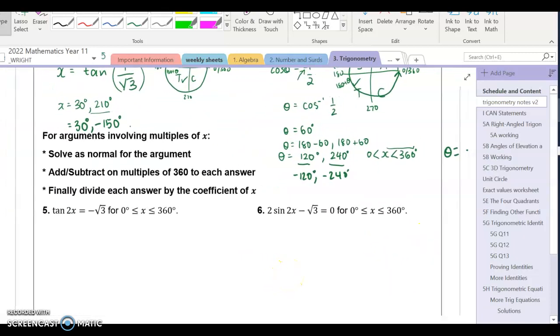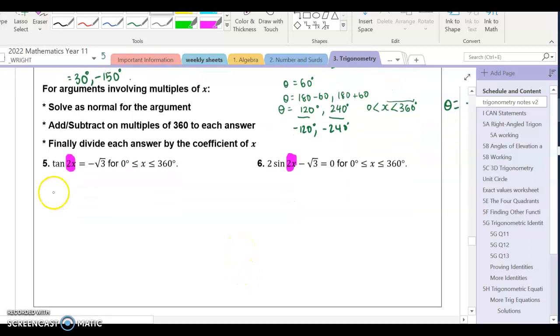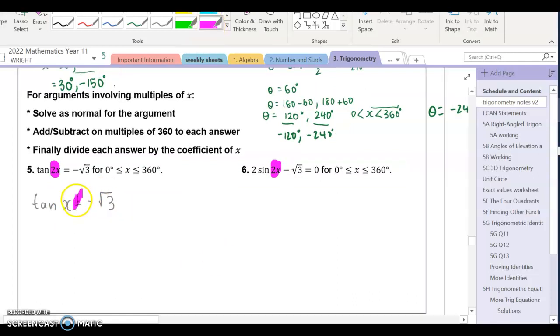Okay, let's have a look at number 5 and 6. There's a little difference in these from the other 4 that we've looked at, in that we're looking for a 2x in here and a 2x in here. The difference there is we normally have a theta or a single x in there. I want to assume to start with that's all it has in there, and then we'll go back and solve it. So I'm going to assume to start with that I'm solving for tan of x is equal to minus root 3. And then we'll go back and we'll replace that x with a 2x at the end and solve that.